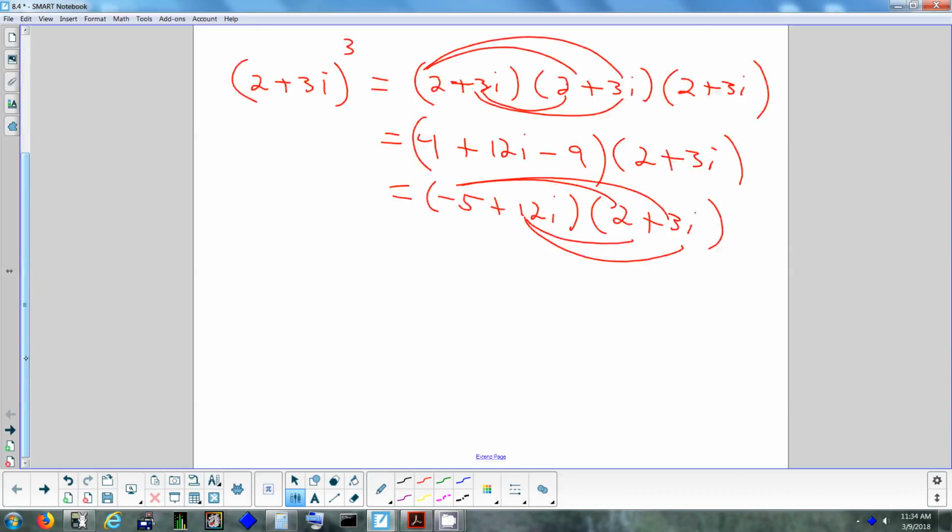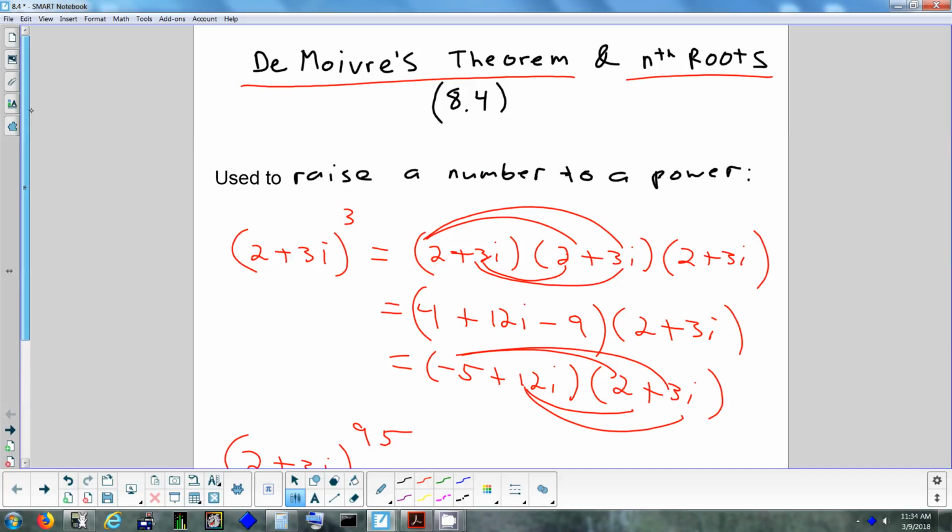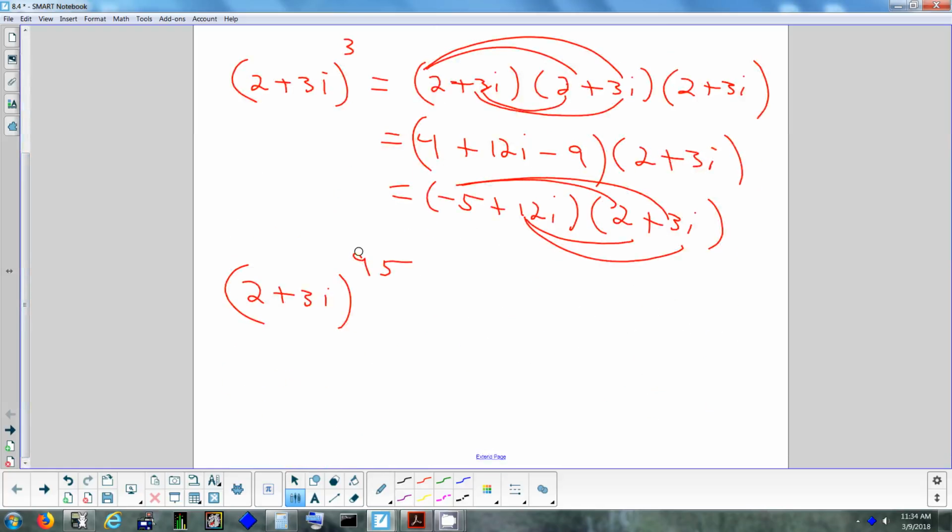Now, if you asked me to do 2 plus 3i to the 9th, it's probably going to take me 4 or 5 minutes to make sure I do it right. And if you ask me to do 2 plus 3i to the 95th power, I can't do that this way. It's way, way too long. There's hundreds, maybe thousands of multiplications I'd have to do. I'm going to make a mistake somewhere. So this formula that I'm going to show you would take the same amount of time to do that problem, or that problem. Doesn't really matter what power you raise it to.